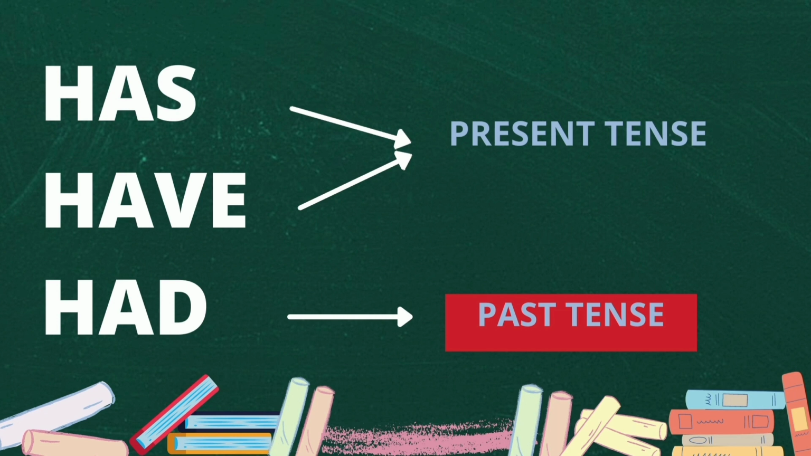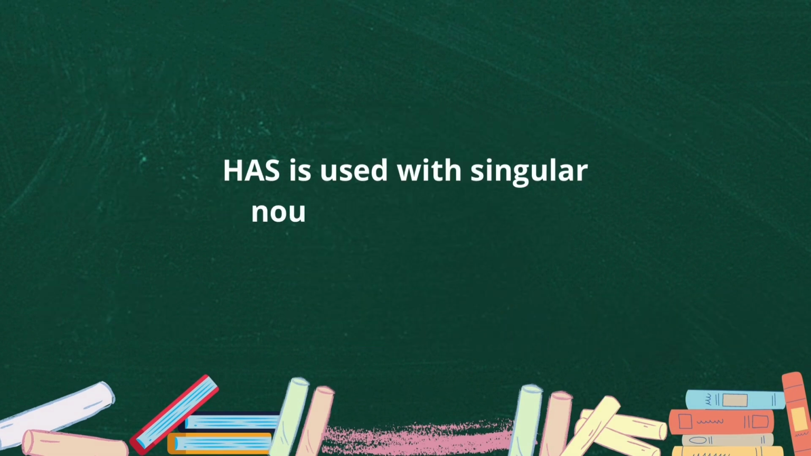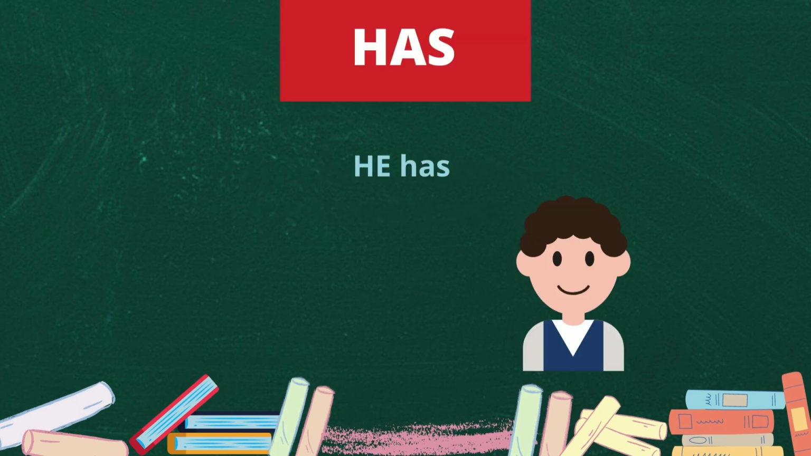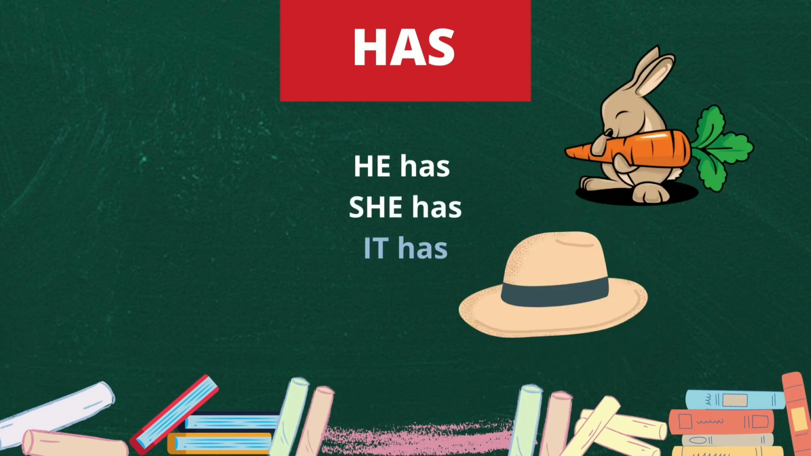Now we'll understand the concept of has. Has is used with singular nouns and pronouns. We use he has for a boy or a man, she has for a girl or a woman, and it has for an animal or a thing.